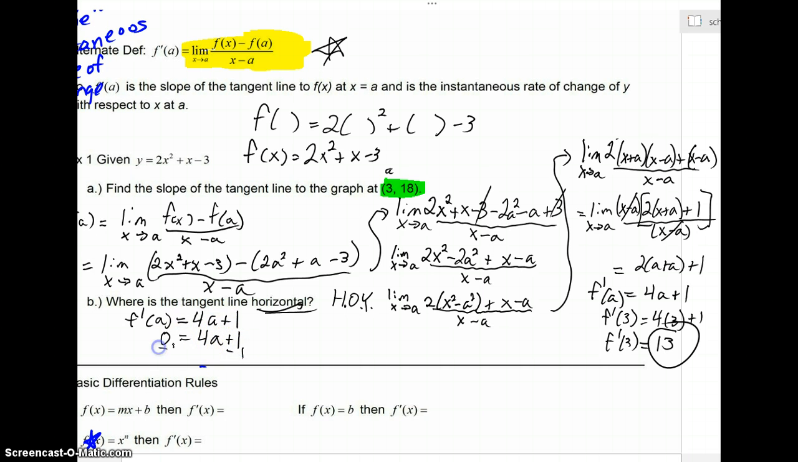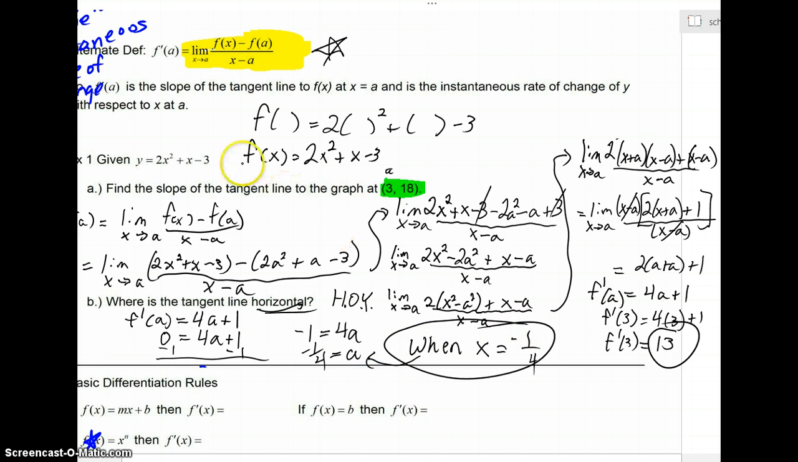So if I were to substitute this in, if I said 0 equals 4a plus 1, if I were to solve, if I were to minus 1, negative 1 is equal to 4a, and a would equal negative 1/4. So when is the tangent line horizontal? When your x value is negative 1/4. And if you wanted to find the actual point, you could go ahead and plug in negative 1/4 into the original equation, and then you could find the y value as well.